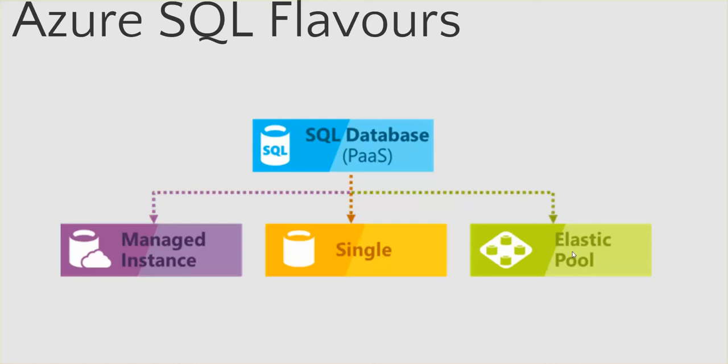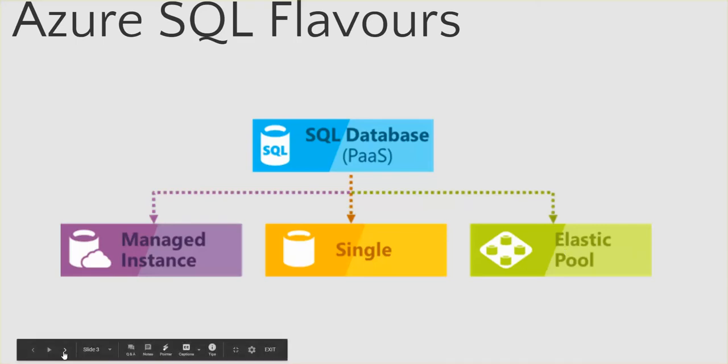The last one is the elastic pool, so you can have a couple of databases on the same SQL server instance, and then you can share the resources between the databases based on the utilization.